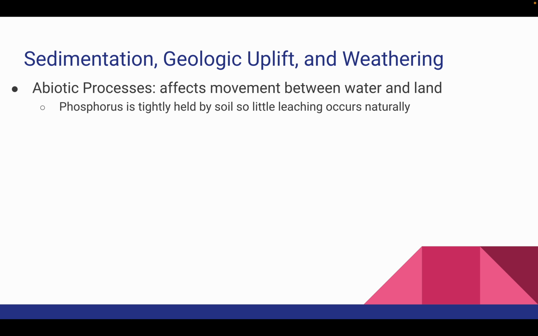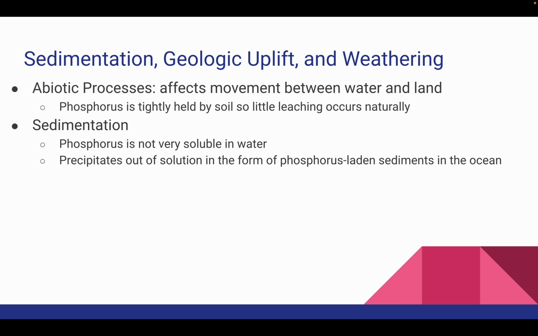So phosphorus is tightly held by soils, so like we saw before when we were talking about terrestrial biomes and other nutrients, leaching really isn't too much of a problem, meaning when rainwater comes down and pulls the nutrients through the soil, it's mainly going to be staying in place. Now, sedimentation is when phosphorus is not very soluble in water and it precipitates out of the solution and forms a phosphorus-laden sediment. So it begins to form a solid, and that's going to sink to the bottom of the ocean or other water bodies.